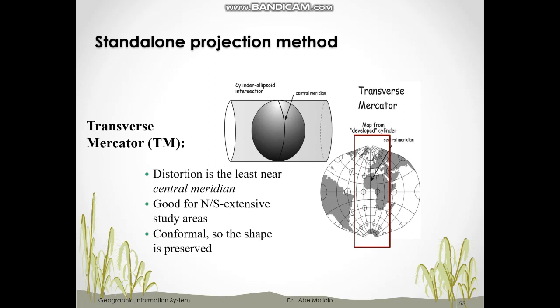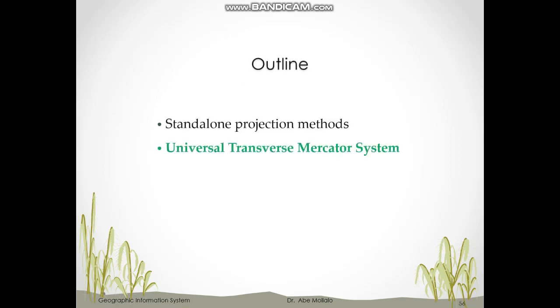So because central meridian is running from north to south, this projection is good for the north to south extensive study areas, okay? Some countries like Chile, they are extended from north to south. So this map projection TM is good for those countries. And this projection is conformal, which means that the shape is preserved, but area and distance are sacrificed. TM is very important map projection because it also will be used in the universal transverse Mercator or UTM that we're going to talk about now.